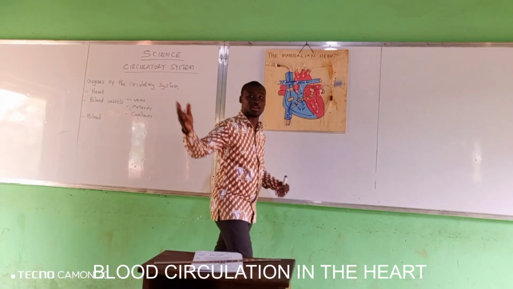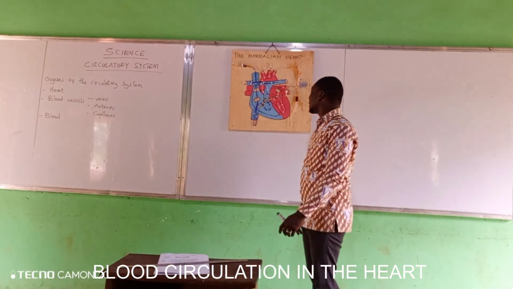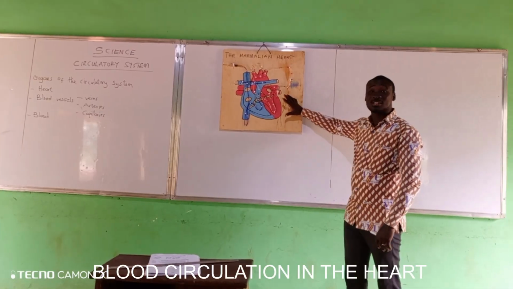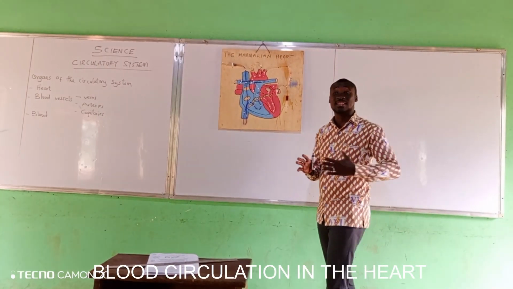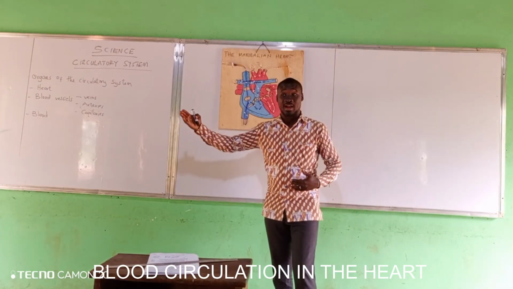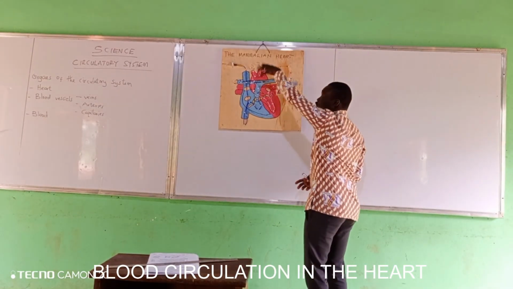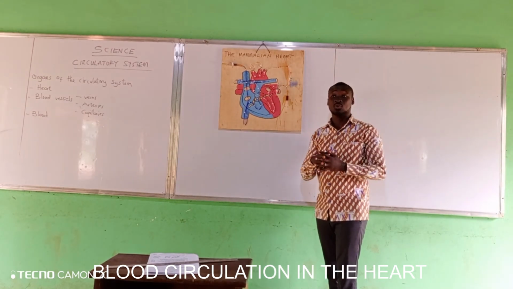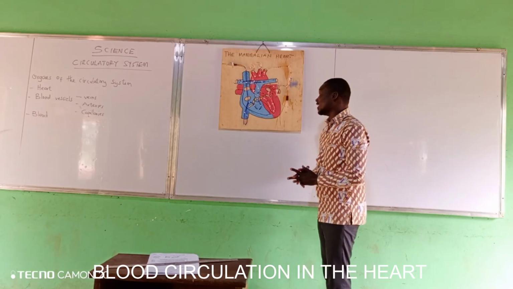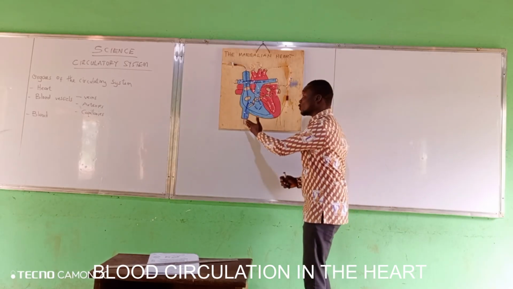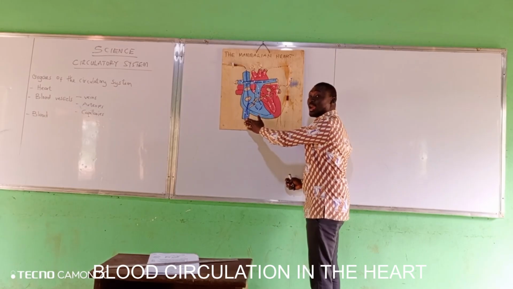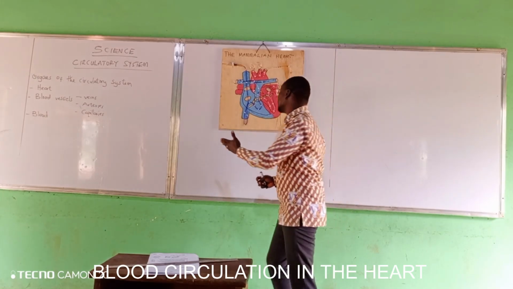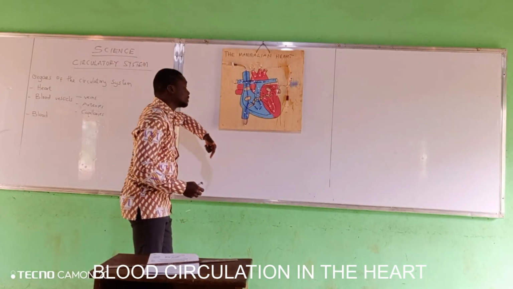Patrick has a point. Let's come back to it. So the red one is what? The arteries. We said that they take blood away from the heart. So it takes blood to the body, from out of the heart to all other parts of the body. Then automatically the blue one becomes what? The vein. It carries blood to the heart.